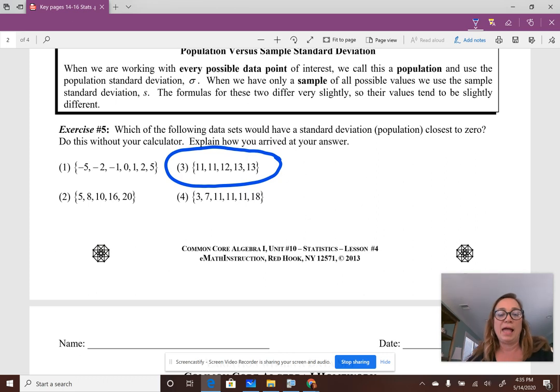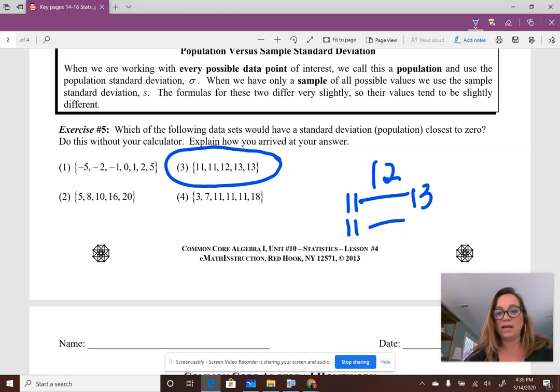Okay. And actually, if you think about it, here's 12, right? So 11 is one smaller, but 13 is one bigger. So they're going to kind of like cancel each other out or zero out. And then you got another 11 and another 13, and it's the same thing. So since one is one above and one is one below, they're going to like cancel each other out like that. Okay. All right. I hope that makes sense to you.